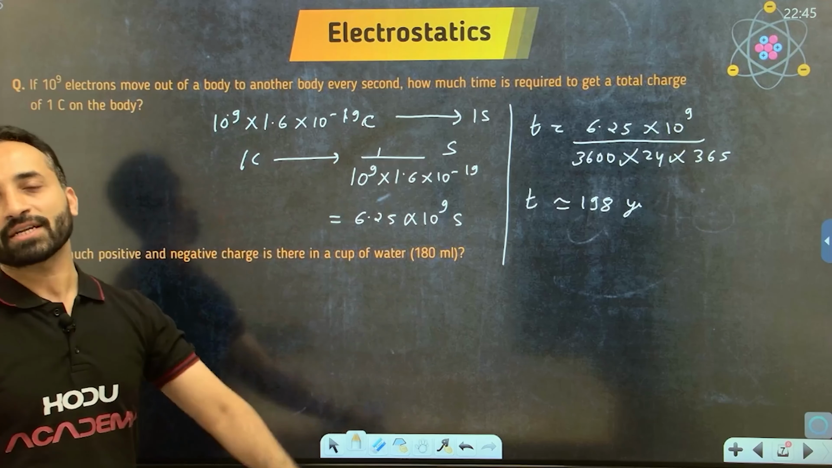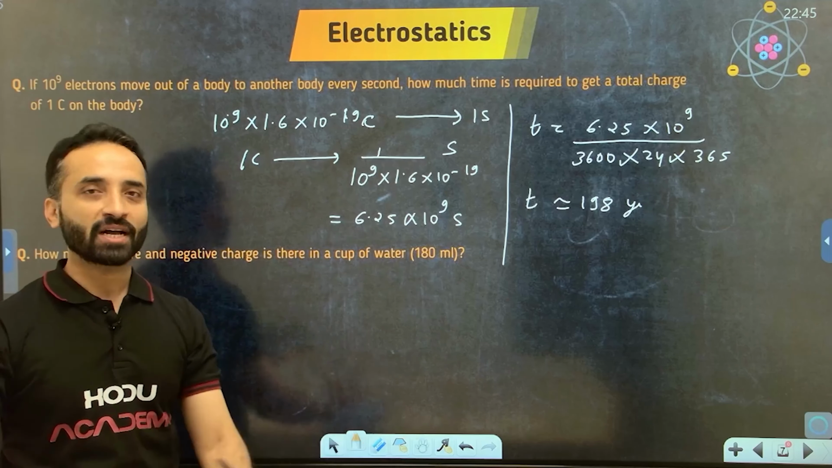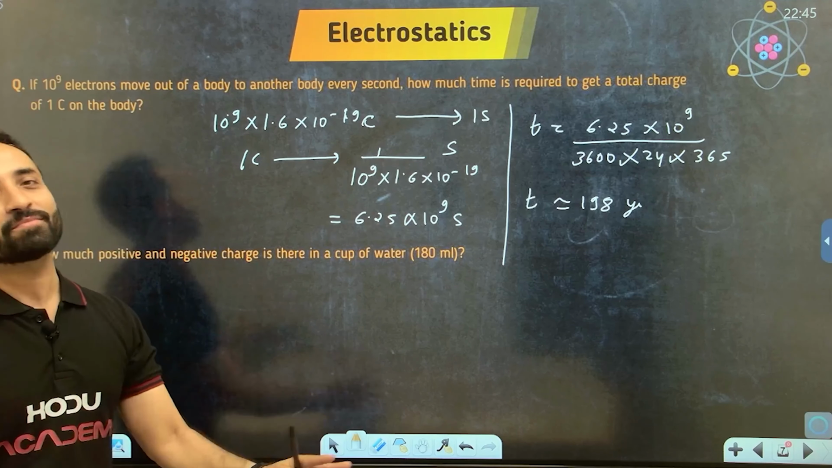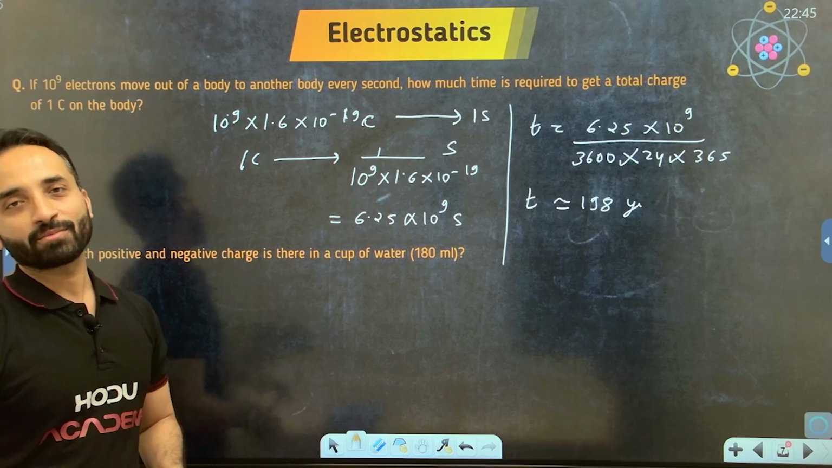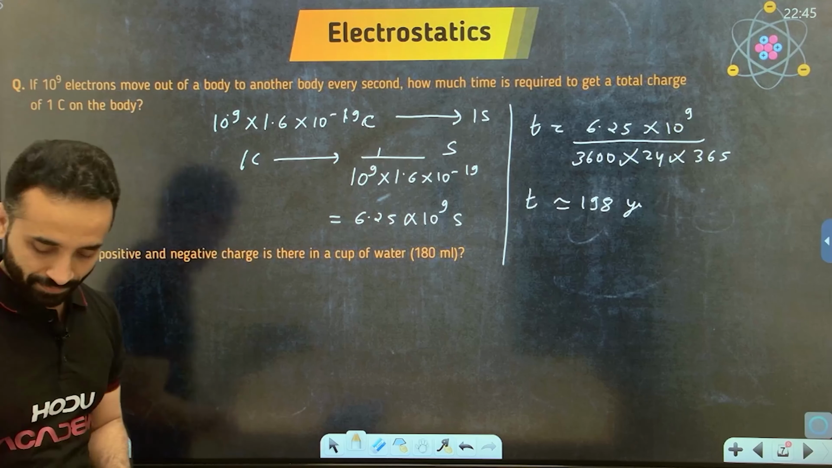It's a huge charge. You can never imagine 1 coulomb charge around you. You cannot imagine 1 coulomb. 1 coulomb is a huge charge that is not possible, that cannot be available, right? Try the next one.